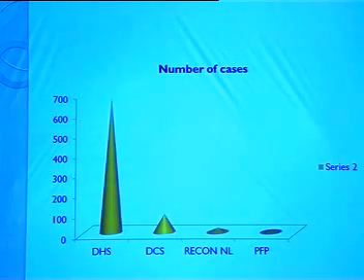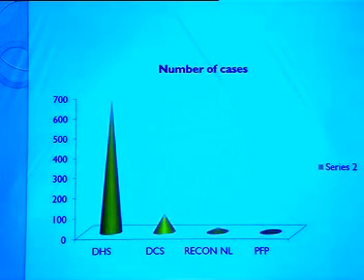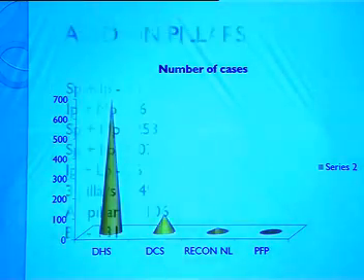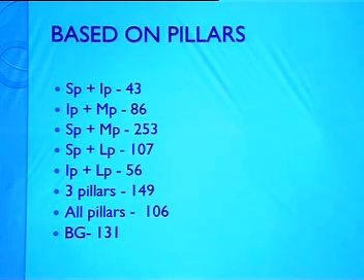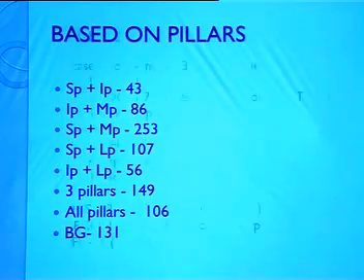Out of 800 cases, we had 679 DHS, then 91 DCS, 21 recon, and 9 proximal femoral blade. Based on the pillars, the maximum was the superior and middle pillar, 253 fractures. The next was the three pillars, that is 149, and the next was all pillars, that is 106. And bone grafting was done in 131 cases.